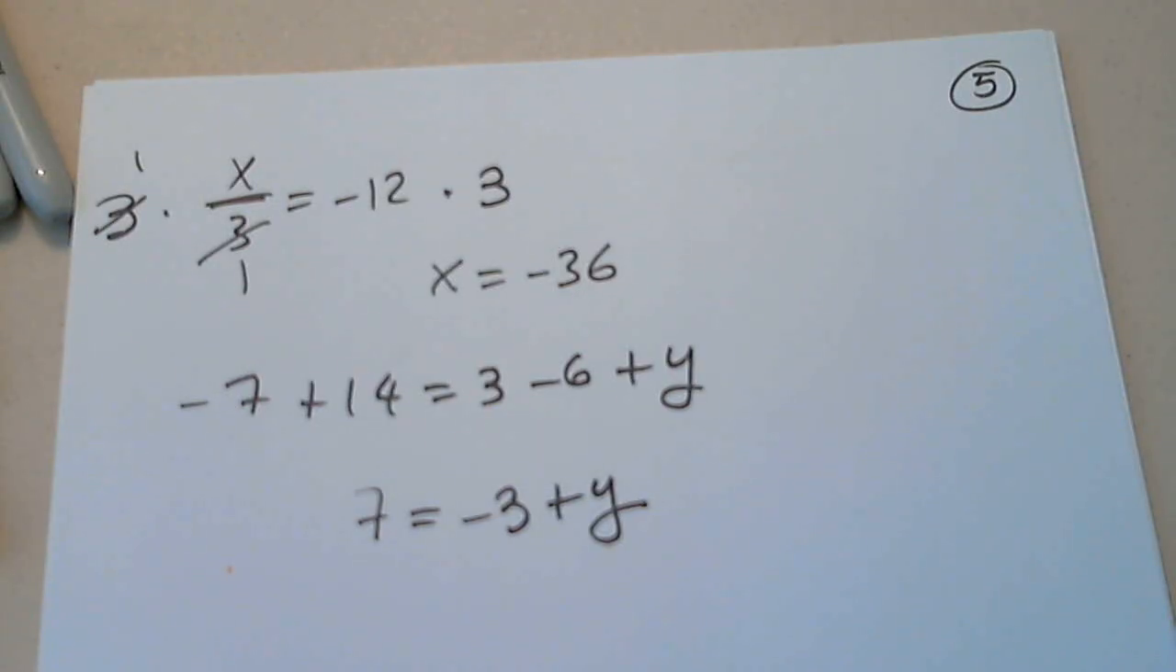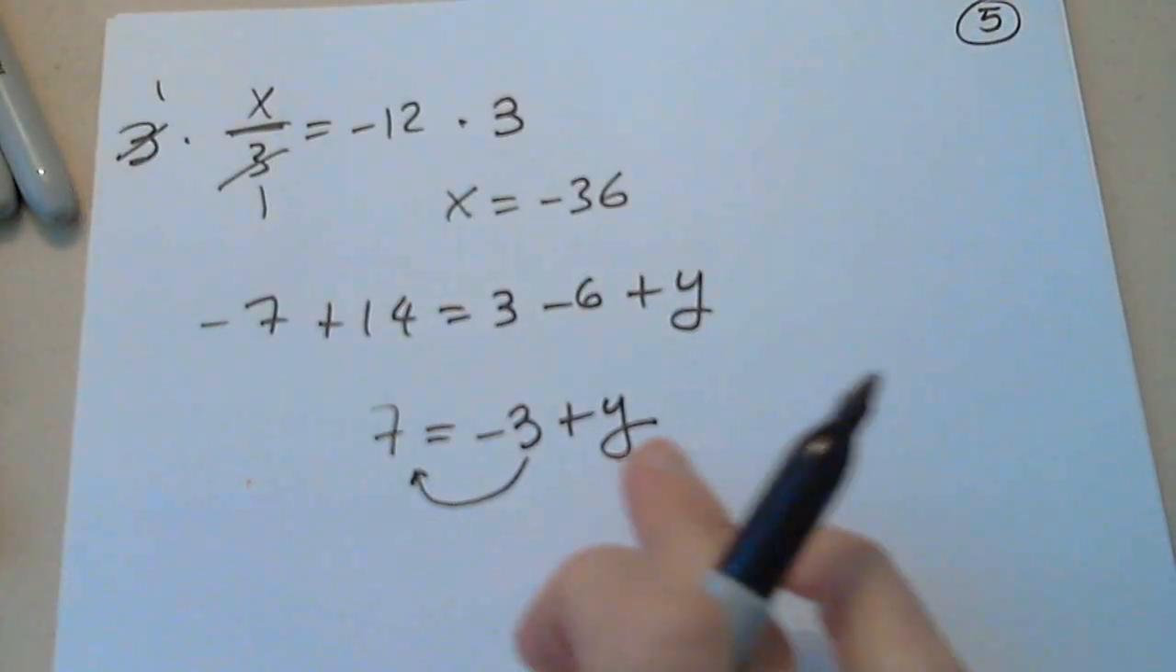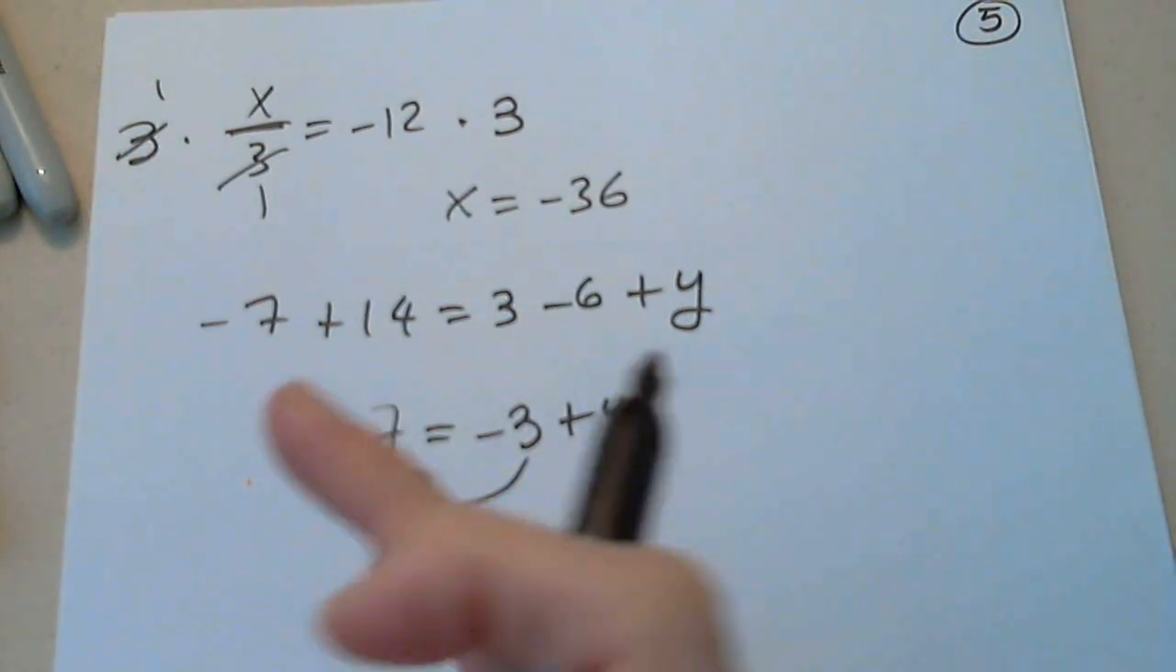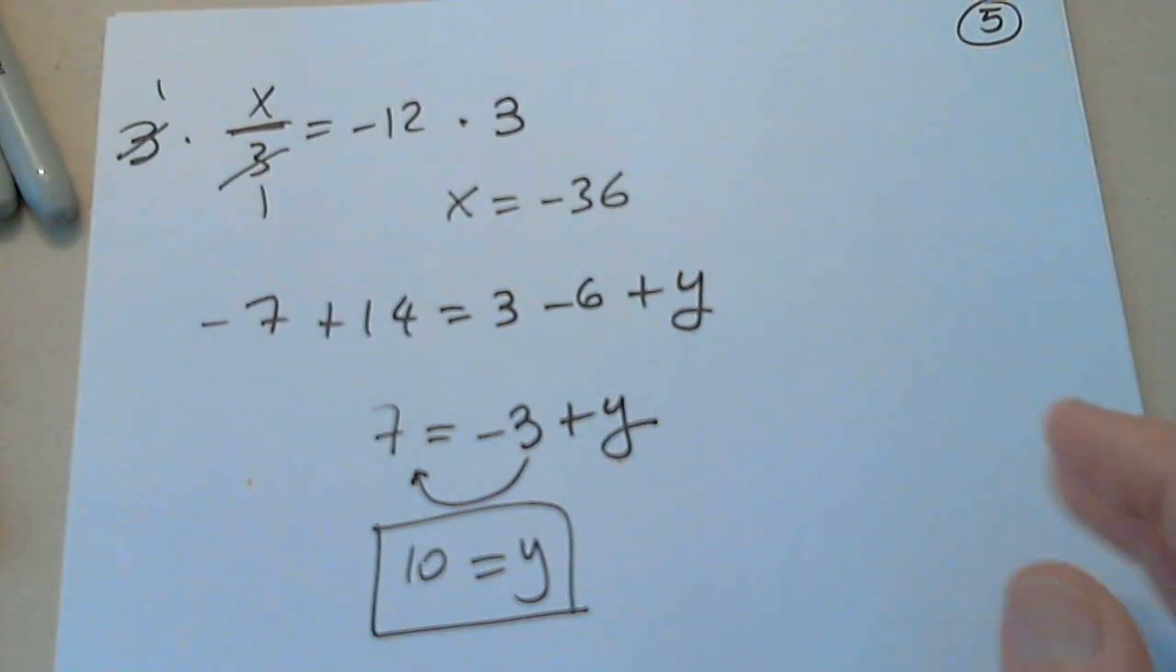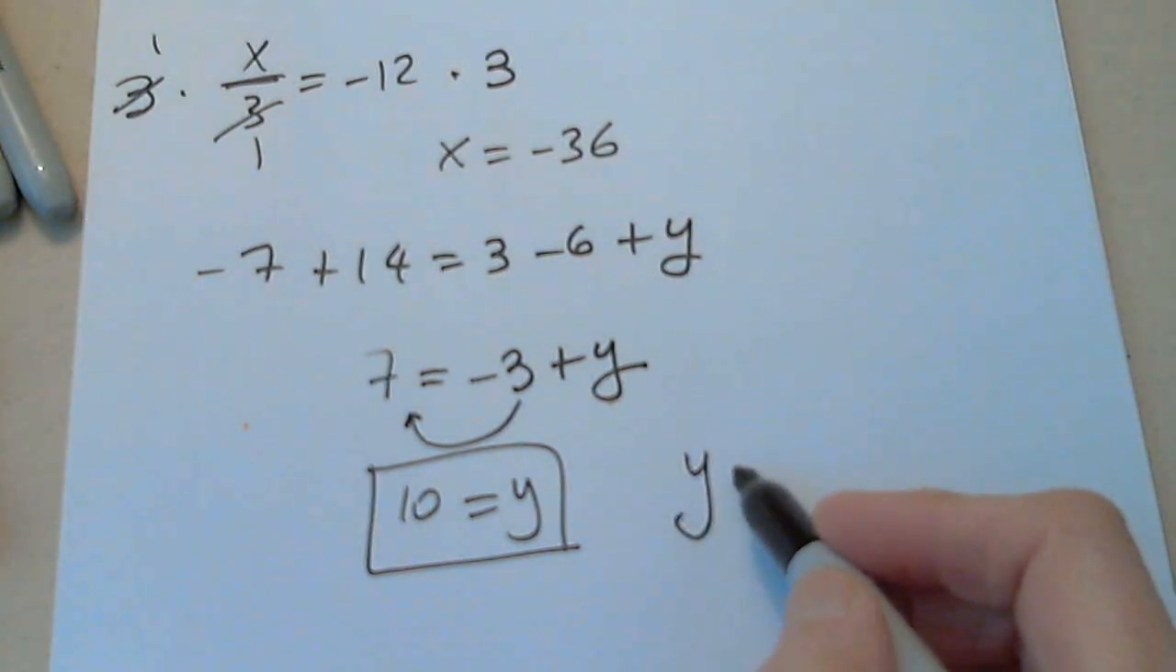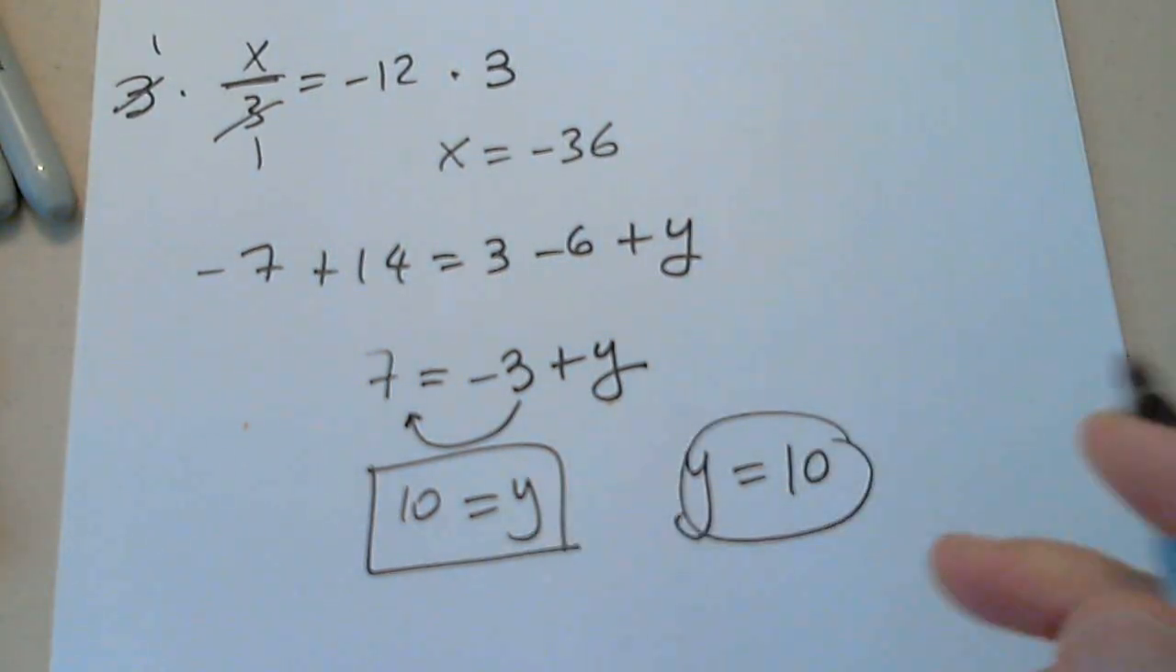So, what will be the next step? Plus 3. Yes, we are moving negative 3 to the other side, which means it turns positive, so y equals 10. We don't really like to write this. We like to write y equals 10, not 10 equals y. It's the same thing. It's not a mistake.